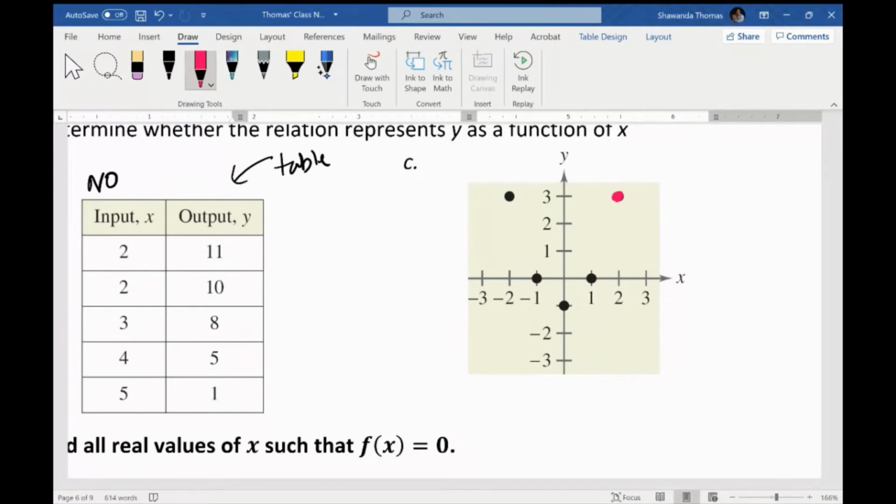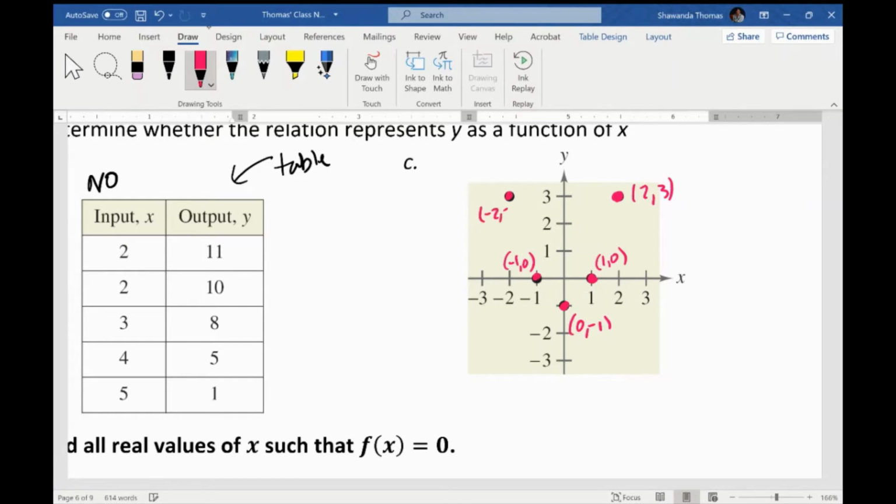2, 3. What is this point right here? 1, 0. What about this one? 0, negative 1. What about this one? Negative 1, 0. And what about this one? Negative 2, 3.